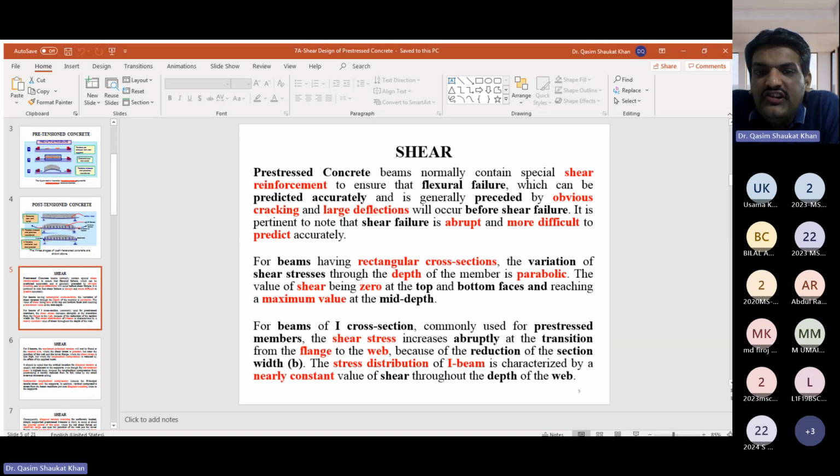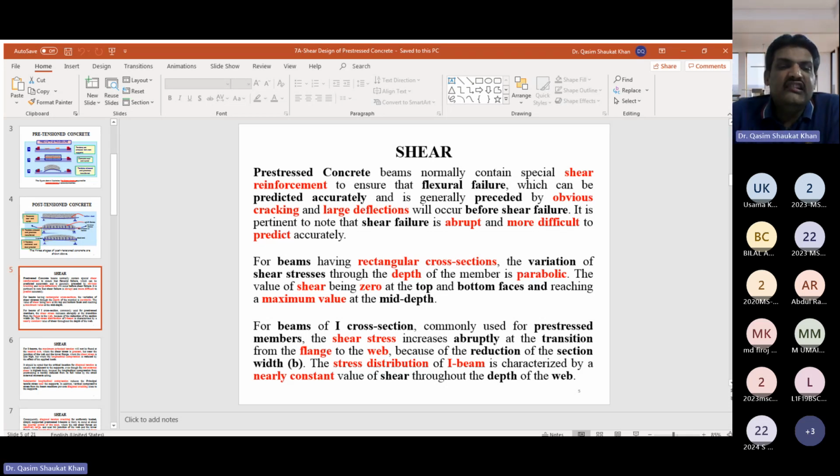So pre-stressed concrete beams normally contain special shear reinforcement to ensure that the flexure failure, which can be predicted accurately and is generally preceded by obvious cracking and large deflections, that is, it gives warning before the failure, occurs first. Whereas the shear failure, on the other hand, is abrupt and more difficult to predict accurately.